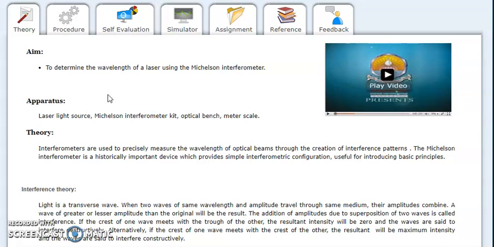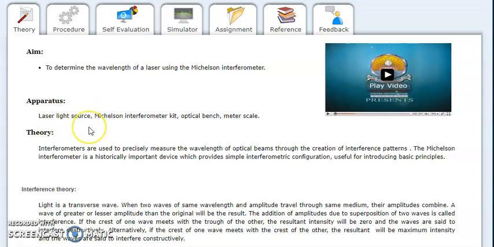So what is laser? Light amplification by stimulated emission of radiation. So we know the special characteristics of laser. Laser is highly monochromatic. Laser is highly coherent. It has high intensity, etc. All these things we studied in theory. Now we are going to find the definite wavelength of laser.